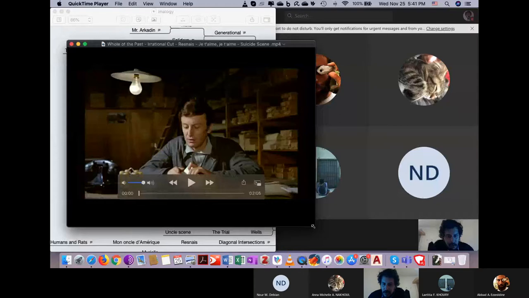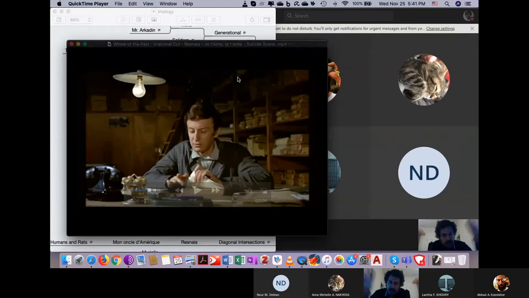Now, the images you are seeing here are the images that the guy in the machine is seeing, because the machine is sending him to places, to his memories.